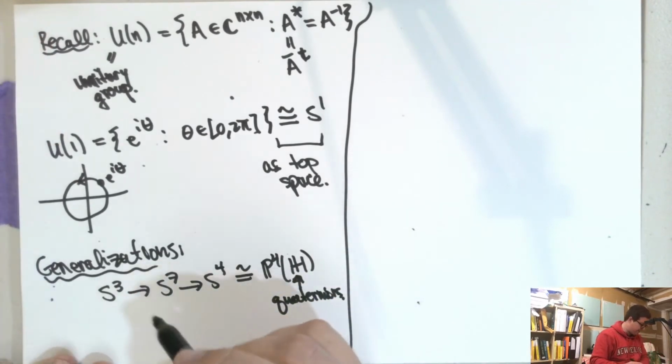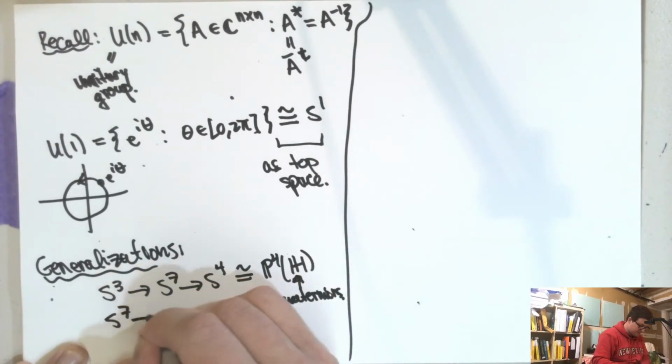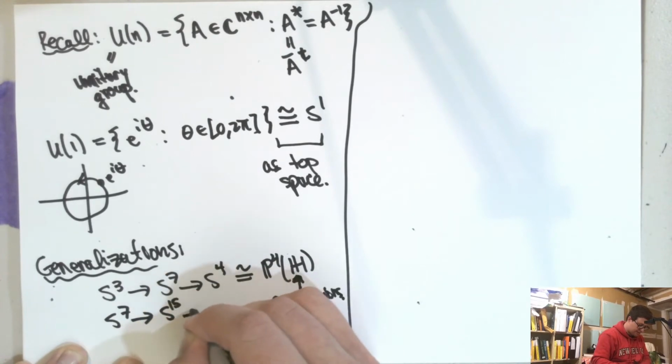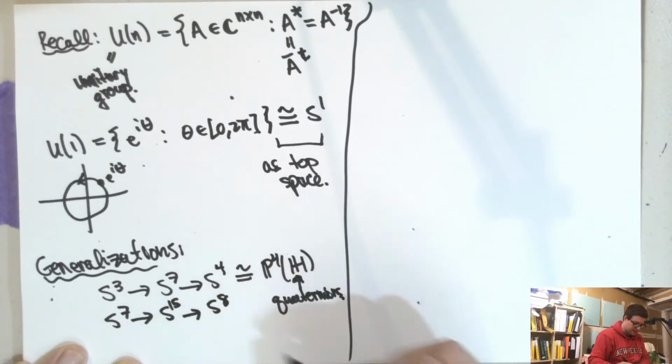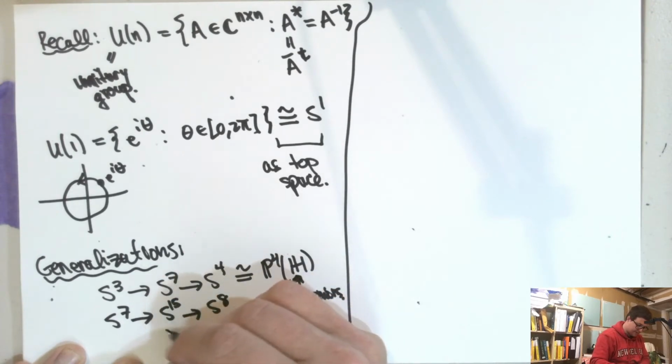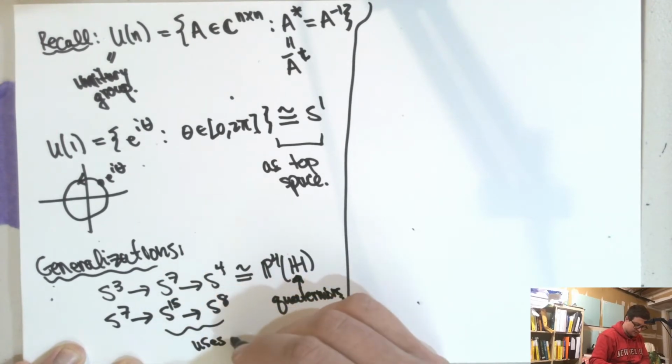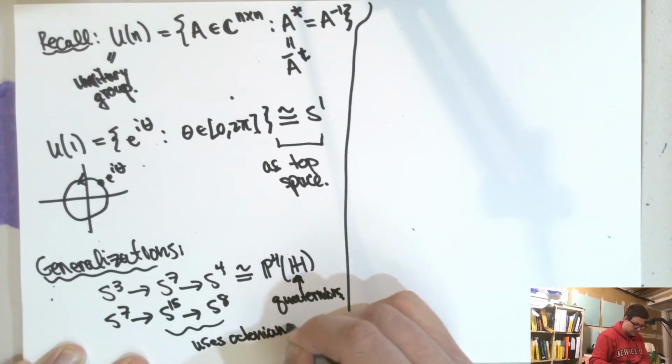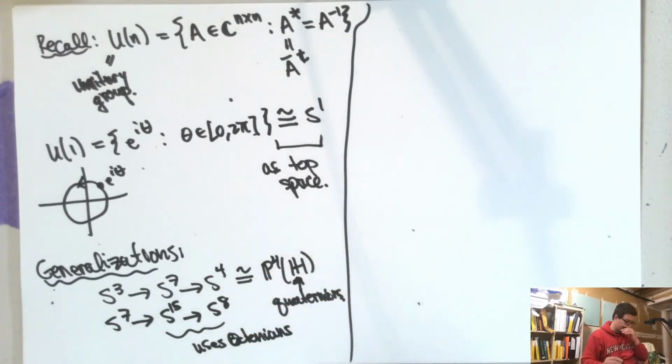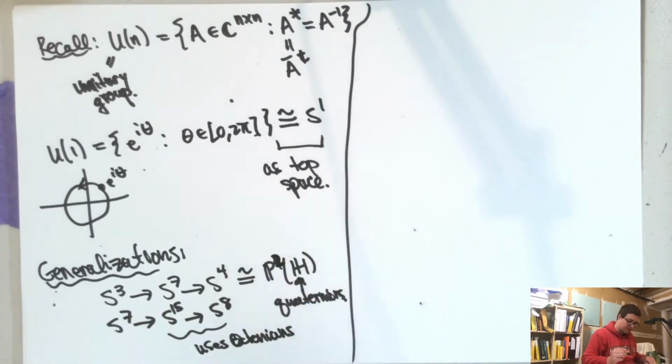Right, and there's S7, S15 to S8, right? And so this uses the octonions, right? And I guess the construction of the projective space in the octonionic case, it doesn't exist. I guess maybe for 2 it does or something, but yeah. So maybe this needs to be a P2. Okay.